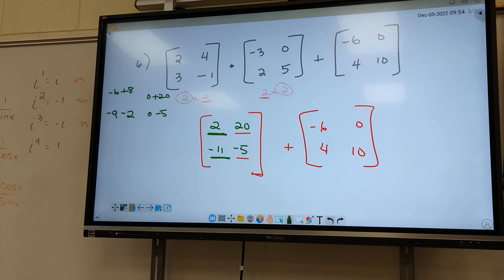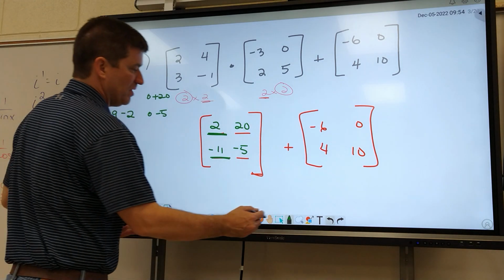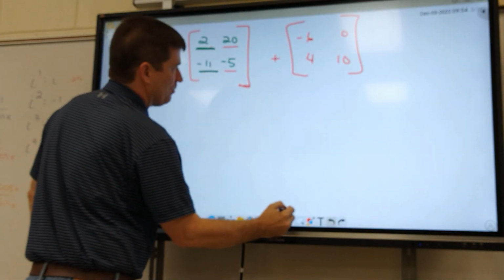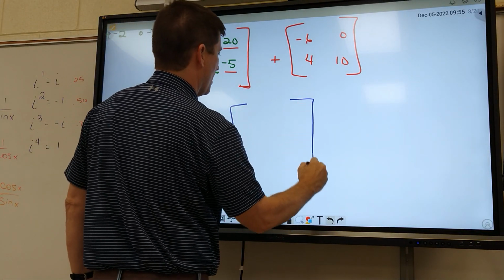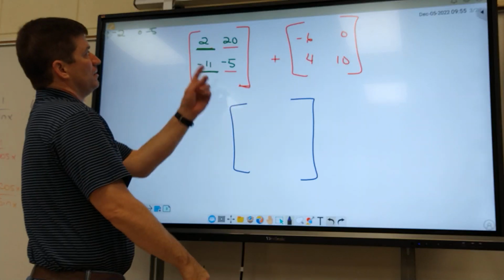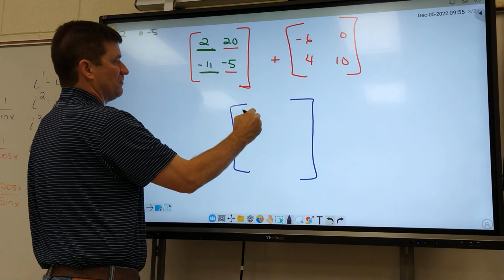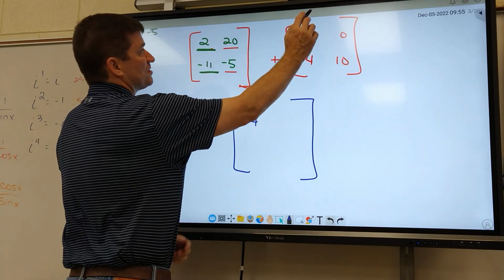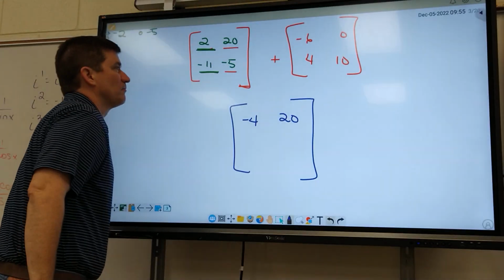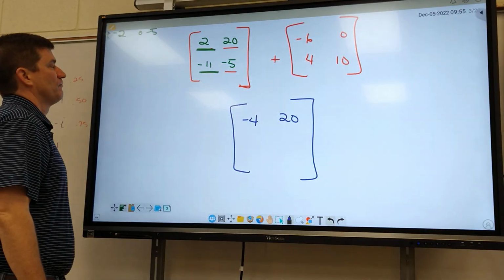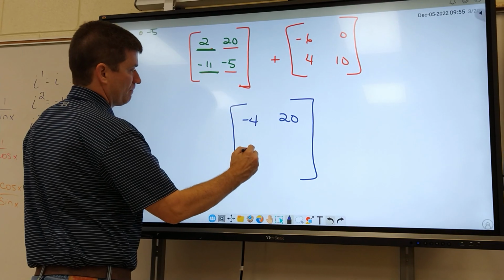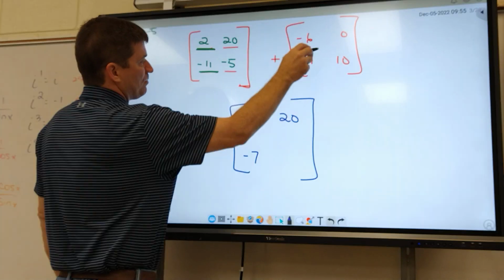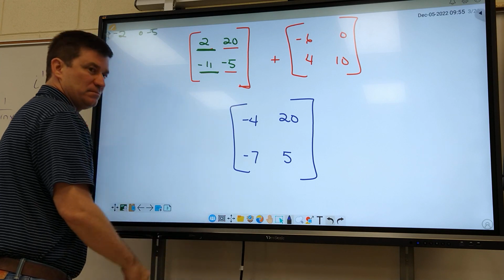All right, now the last step should be easy. We are going to just add these up. Everybody should know how to add these. 2 plus -6 is -4. Y'all stop me if I mess up anywhere. 20 plus 0 is 20. -11 plus 4 is -7. Willie, just add them up in your calculator. -5 plus 10 is 5.